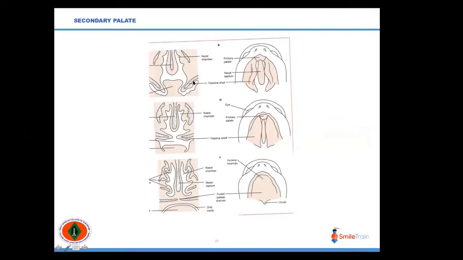And then it moves to this position. When the tongue descends, you see the tongue has descended, and the shelves start moving toward each other, to the midline. And when they fuse, they form the secondary palate, and this is what you see. So anything that disrupts this elevation, that disrupts this adhesion, or that even after it adheres then breaks down, these are causes of the secondary cleft palate.